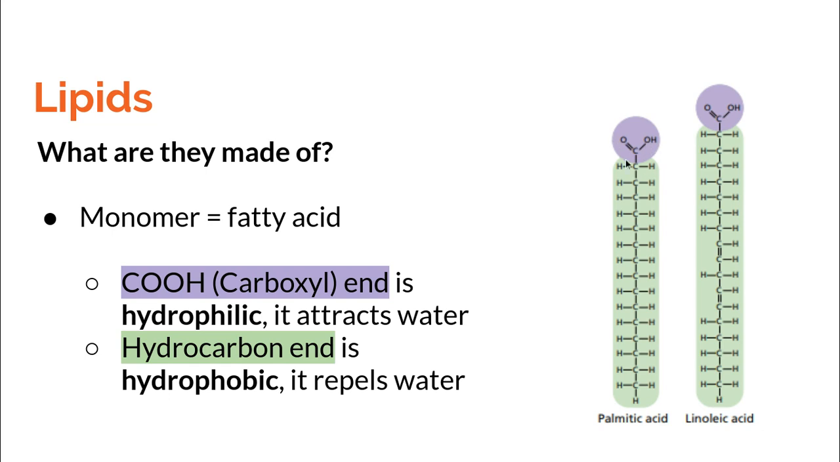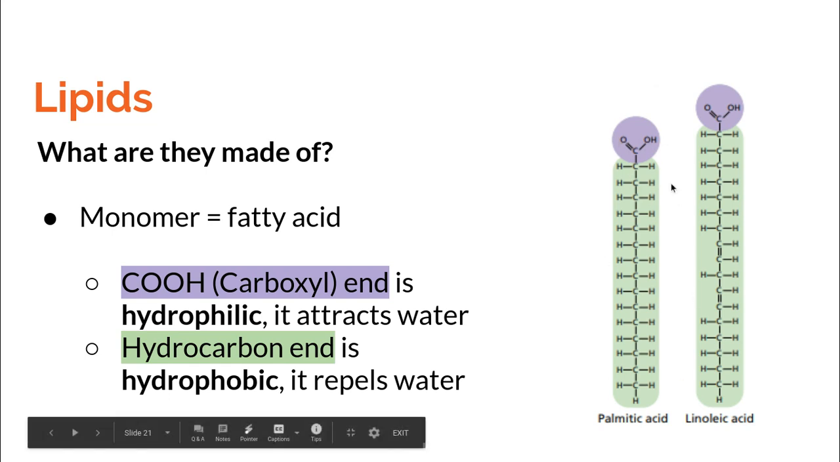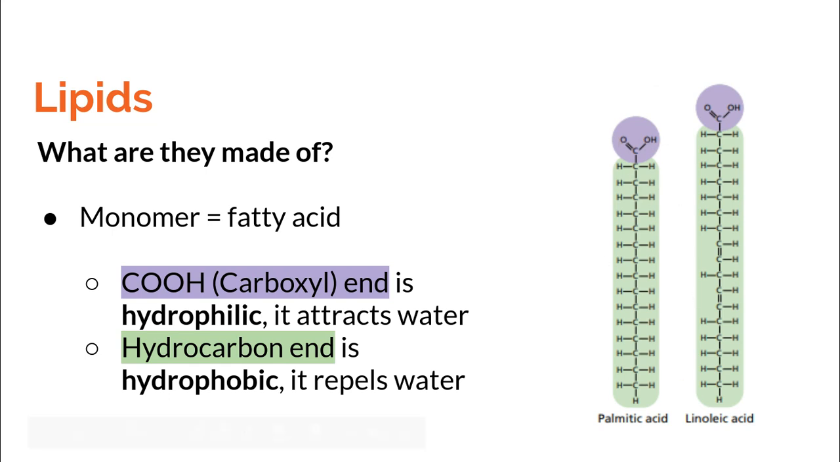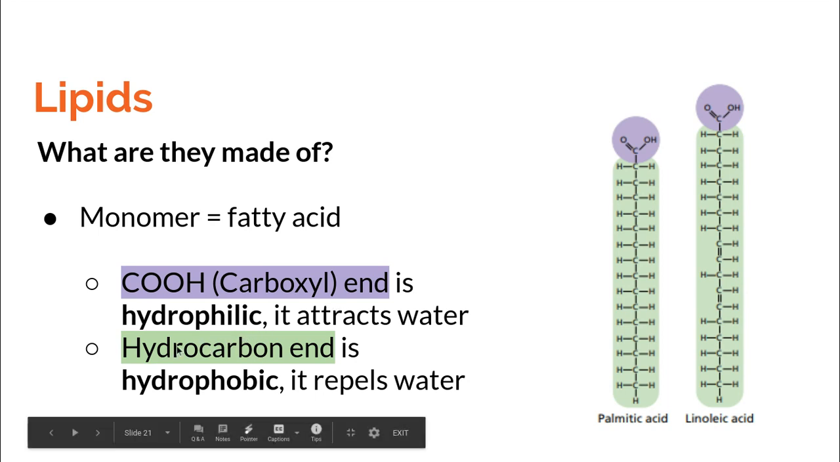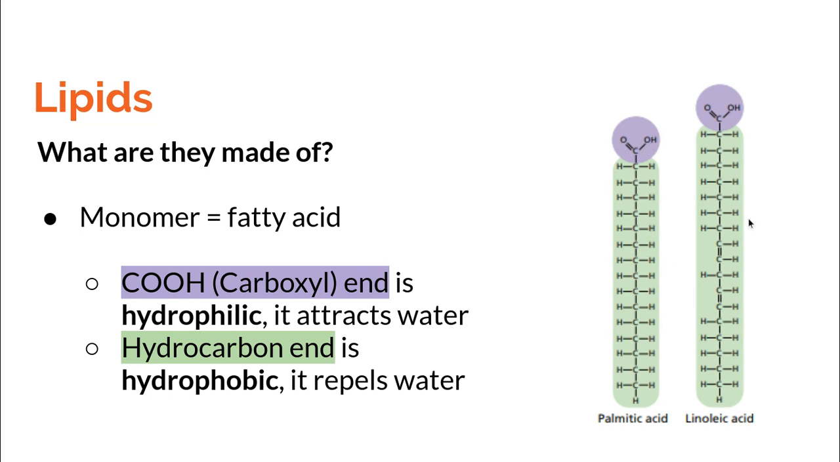So this end of the fatty acid is called hydrophilic. So it is a hydrophile. It likes water. It wants to be near water. But the other side of the fatty acid is hydrophobic. It is a hydrocarbon chain, which literally means a chain of carbon and hydrogen. And it's hydrophobic. Think of like a phobia or a fear. It repels water. It doesn't want to be around water. So we have a little polar end here and a very long nonpolar end here.